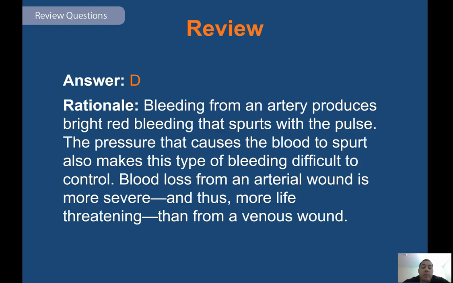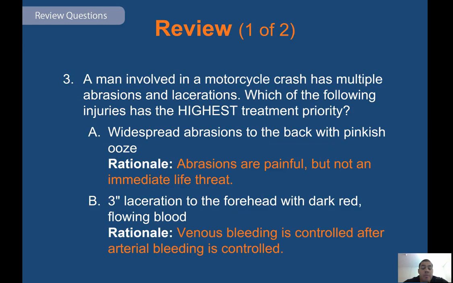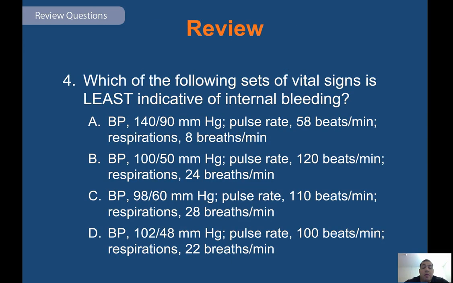So D, bleeding from an artery produces bright red bleeding that spurts with the pulse. The pressure that causes the blood to spurt also makes this type of bleeding difficult to control. Blood loss from an arterial wound is more severe and thus more life-threatening than a venous wound. So which of the following sets of vital signs is least indicative of internal bleeding?